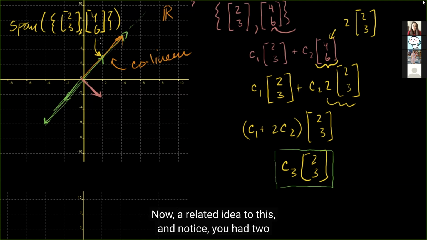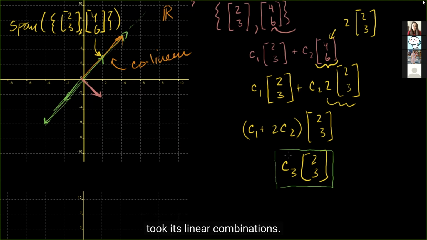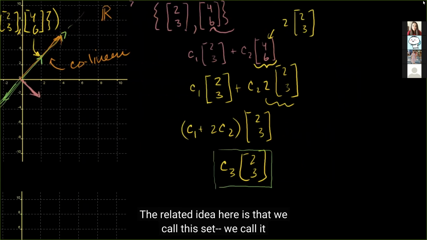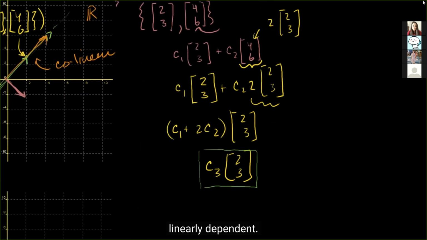Now, a related idea to this: notice you get two vectors, but it kind of reduced to one vector when you took its linear combinations. The related idea here is that we call this set linearly dependent. Let me write that down. Linearly dependent.